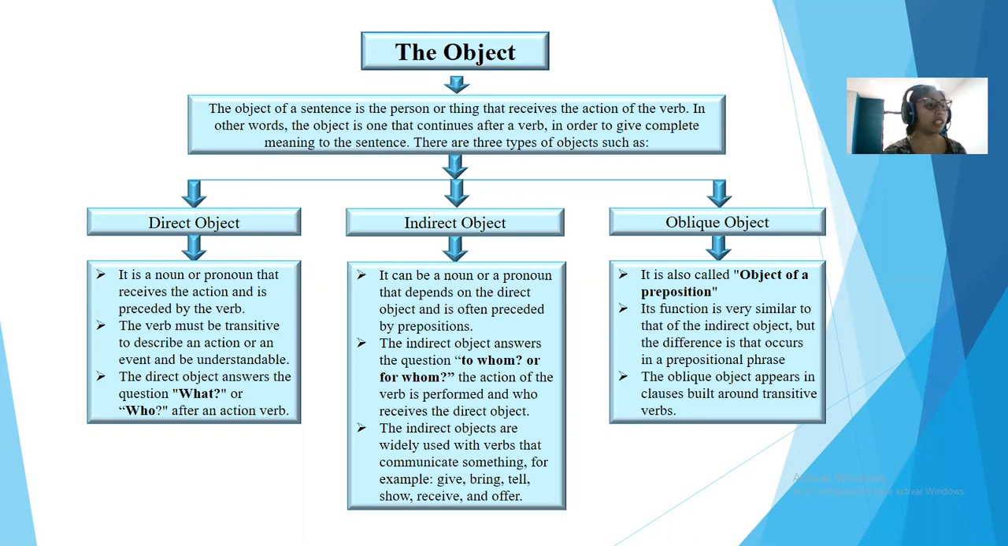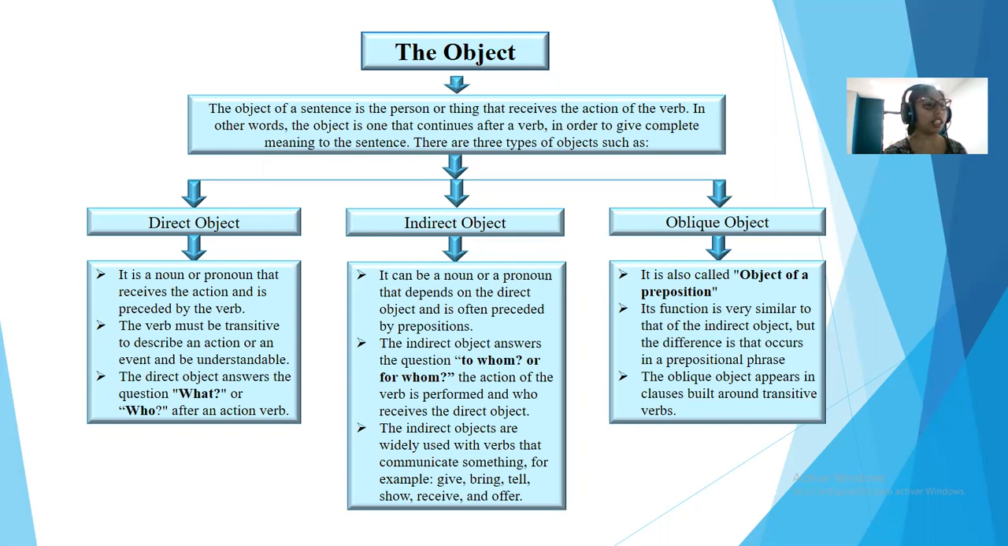The direct object is a noun or pronoun that receives the action and is preceded by the verb. The verb must be transitive to describe an action or an event. The direct object answers the question what or who after an action verb.